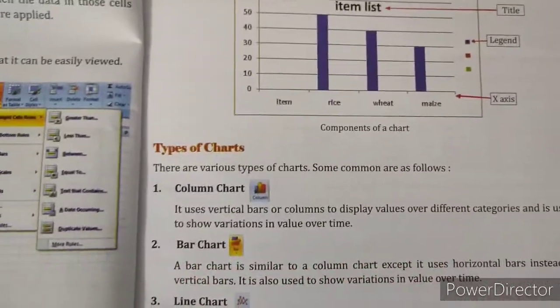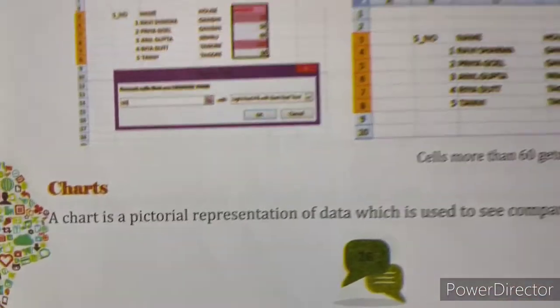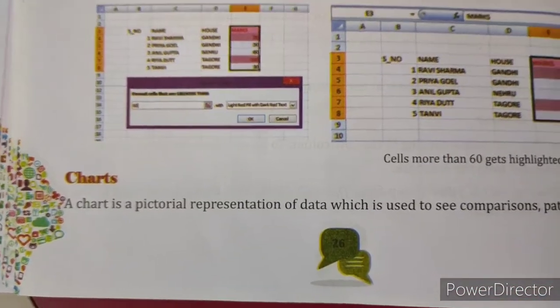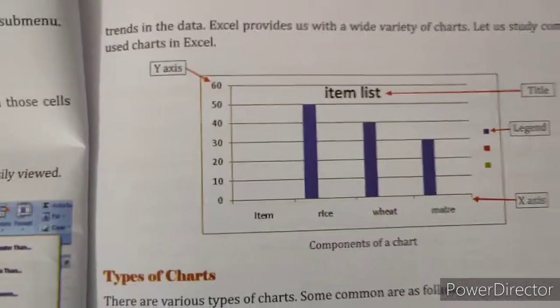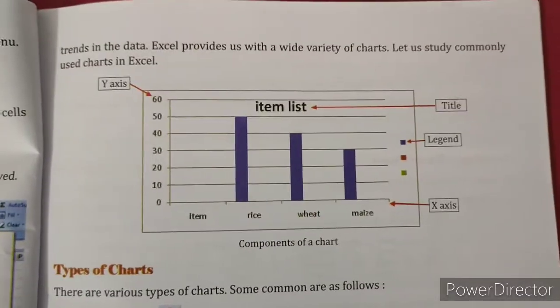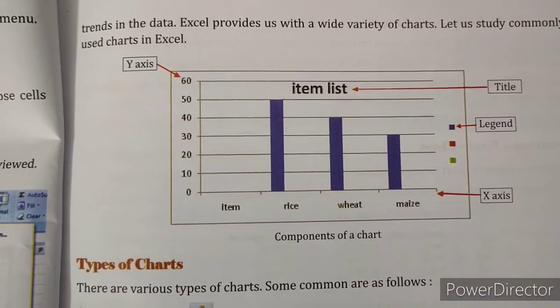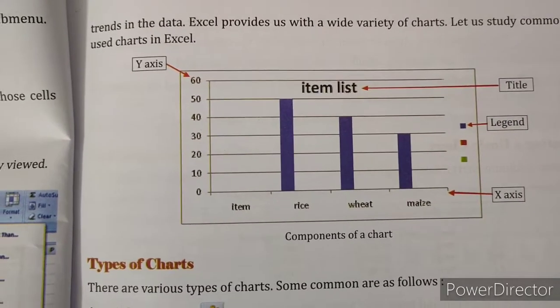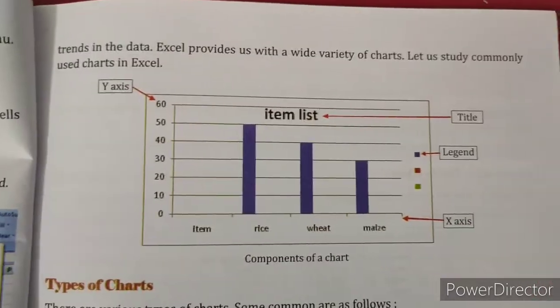So today we will discuss charts and different types of charts. So what is a chart? A chart is a pictorial representation of data which is used to see comparisons, patterns and trends in the data. Suppose your data is in a tabular form and you want the data in a pictorial form. Pictorial form means in the form of a picture. So to evaluate or to compare the different types of data present in the table.